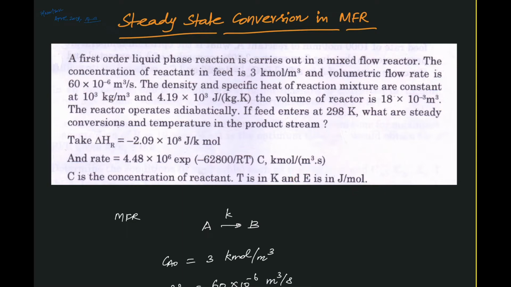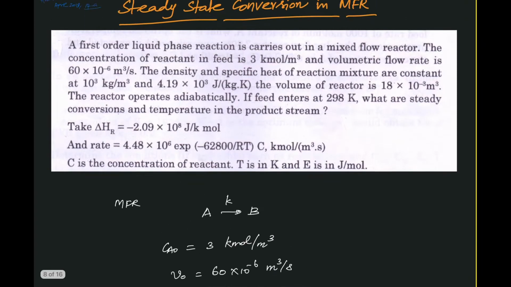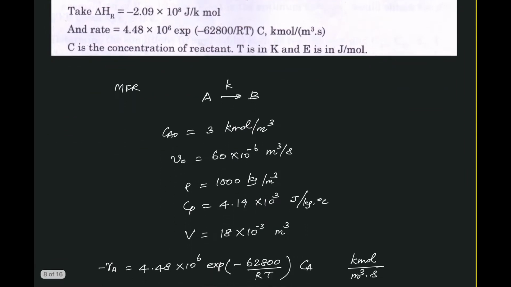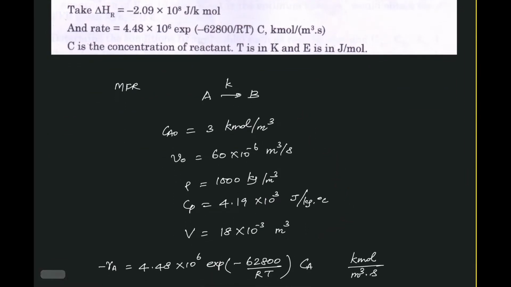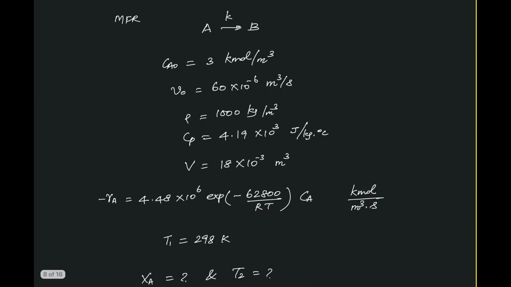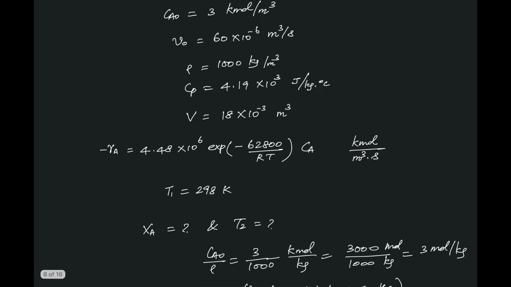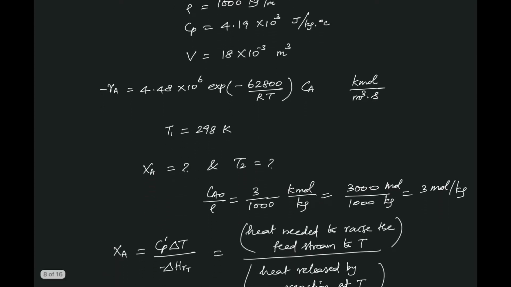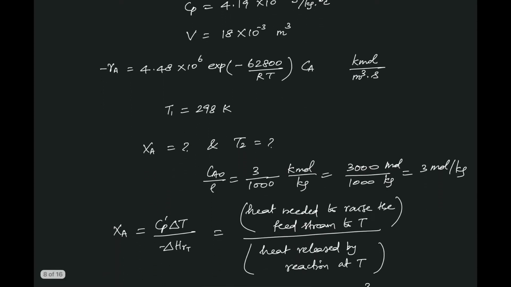Now let us write the design equation. For that, the available data are written here. Concentration, volumetric flow rate, density, then specific heat, volume, every data is written here. And we know this rate expression. Then inlet temperature is 298 Kelvin. We are asked to find the exit temperature and the corresponding conversion.